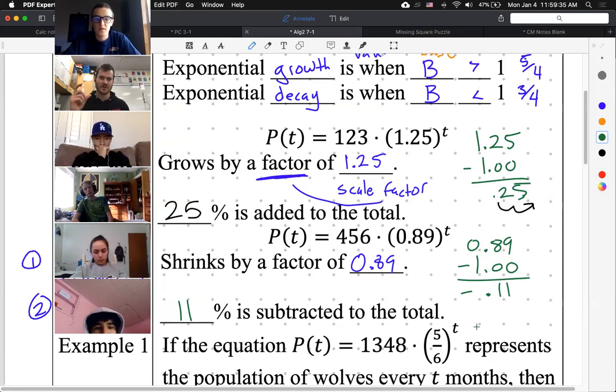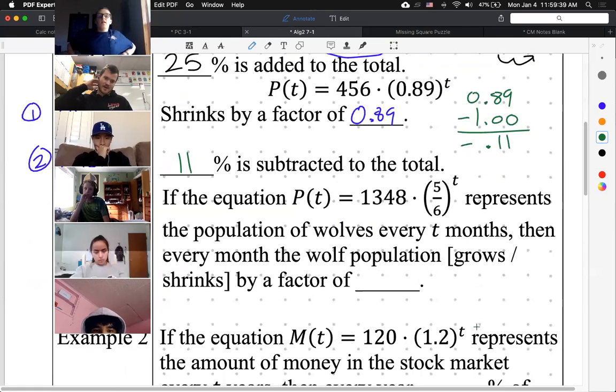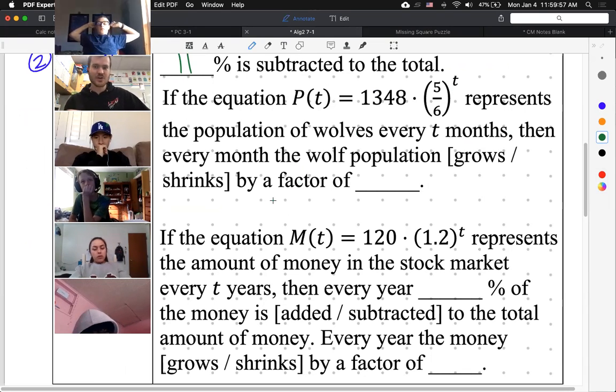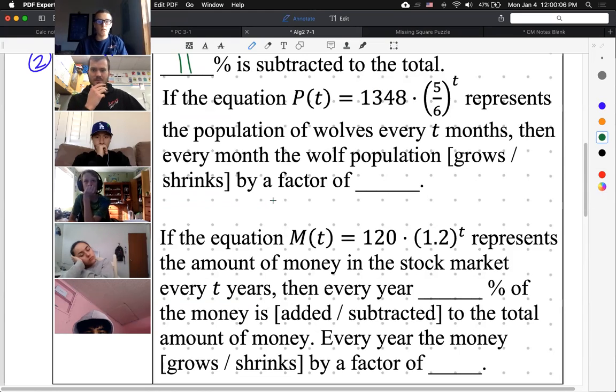Okay, so you guys know the ways to say things, and this might be confusing on the homework, but we'll see. So we have two examples on the front, and then we have a time question on the back. Those can be tricky too. So here's your question. If the equation capital P of T is 1,348 times 5/6 to the power of T, and that represents the population of wolves every T months, then every month the wolf population is going to either grow or shrink by a factor of blank.